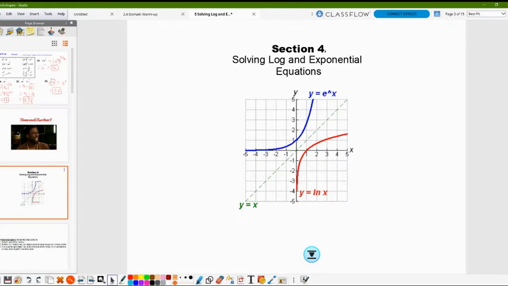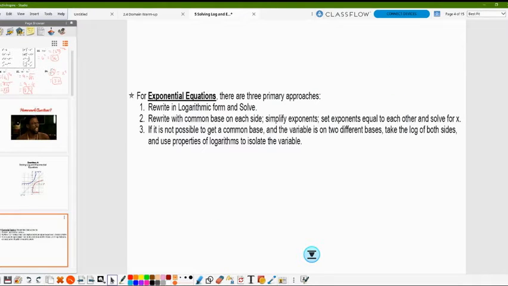We're going to be talking about solving log and exponential equations. For exponential equations, there are 3 primary approaches. You can either rewrite in logarithmic form and solve. You can rewrite with a common base on each side, simplify the exponents, set the exponents equal to each other, and solve. We've been doing a lot of both of those so far with the simple exponential equations.